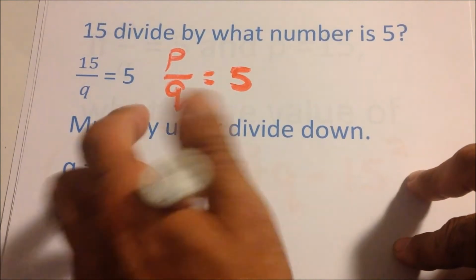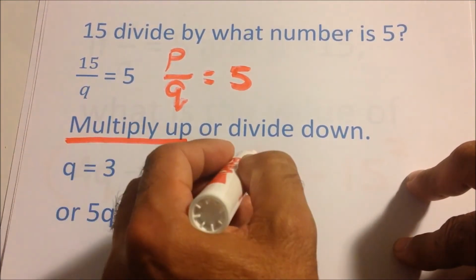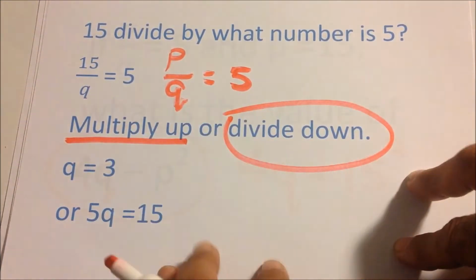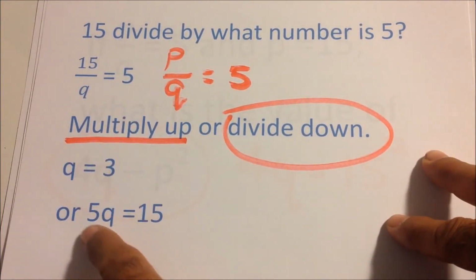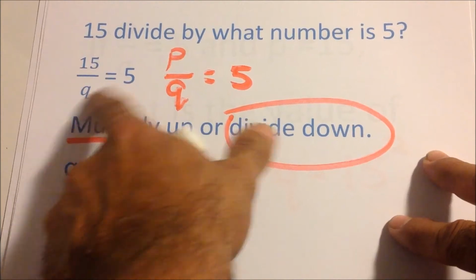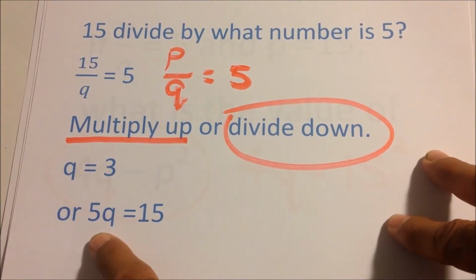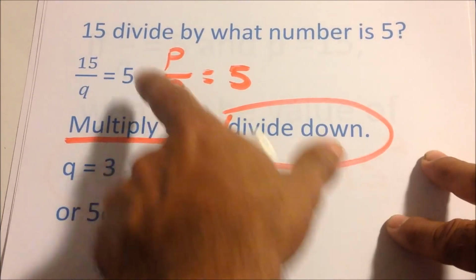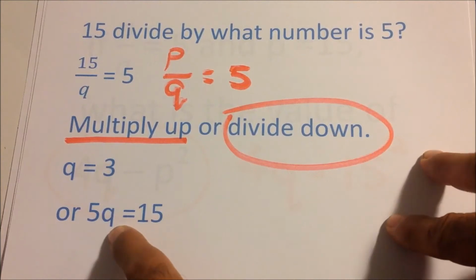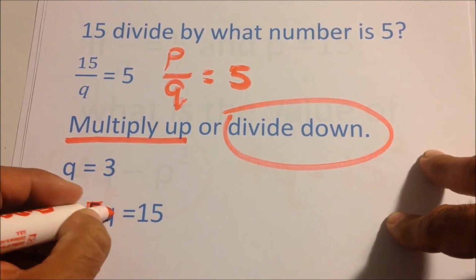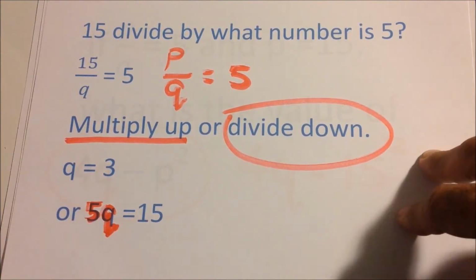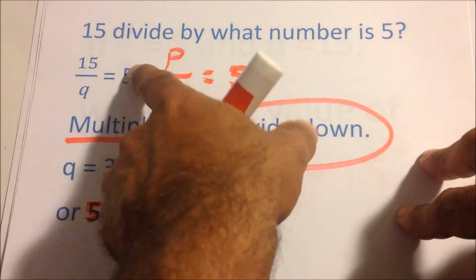And if you remember, one of the shortcuts, multiply up or divide down. You can do either one. Now, if you multiply up, you're going to get Q times 5, which is 5Q. Remember, Q times 5 is 5Q, or Q5. But this is the normal way of doing it, 5Q. Remember the commutative property. So we have 5Q equals 15.